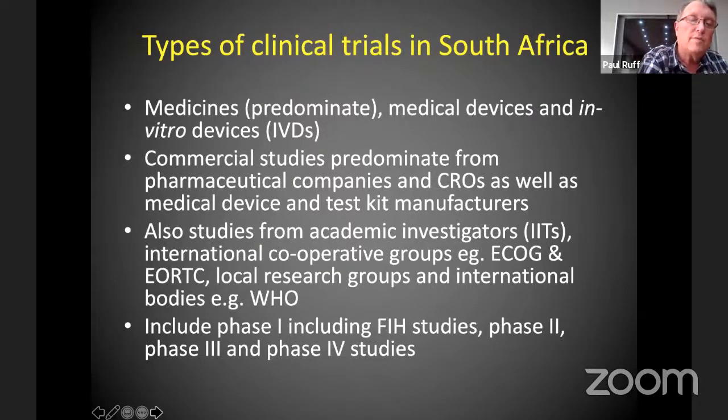We also get studies from groups like, in cancer, things like ECOG and ERTC, local research groups like MRC, and then international bodies like WHO. You all know about the Solidarity study in COVID, which came through the WHO, which unfortunately turned out to be quite a flawed study, but it was an example of an international study from the WHO. And as I said, we do all things phase 1, including first in human, phase 2, phase 3, and then the phase 4 I mentioned before, the post-marketing studies. Next, please.